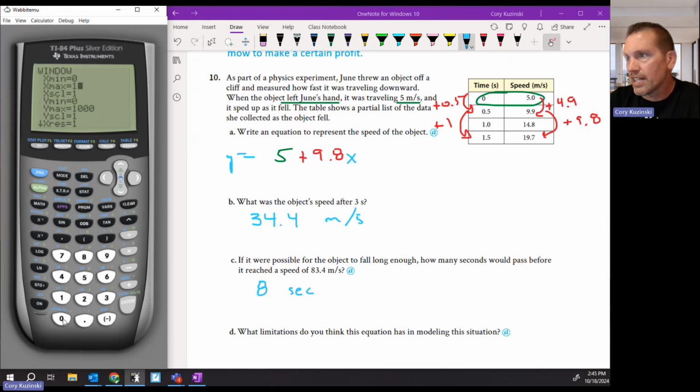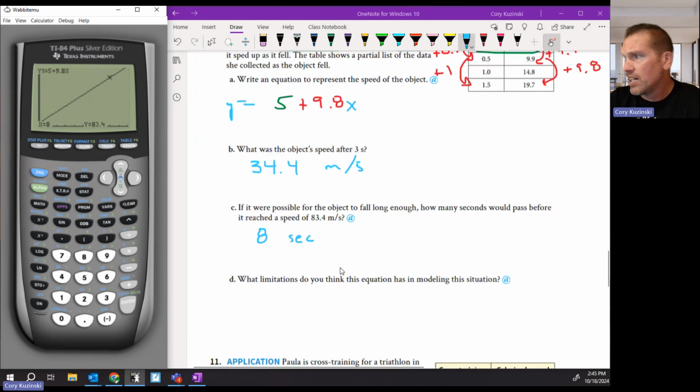We could use a graph. So 0 to 10 seconds. When's it going to get to about 100? Trace it. Go to the 83.4. About there at 8 seconds. There it is. Lots of different ways to answer that.